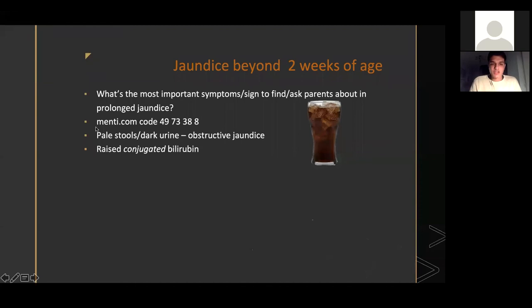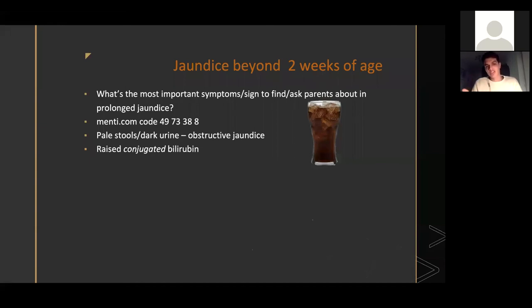You get a raised conjugated bilirubin in the blood. This is, again, super important to look at for obstructive jaundice. Conjugated, again, means you've got a problem after the liver. The liver is conjugating, but it's backed up so much that it's now leaking conjugated bilirubin into the bloodstream. So when a neonate comes in with jaundice, you will always do a serum bilirubin and a serum conjugated bilirubin.